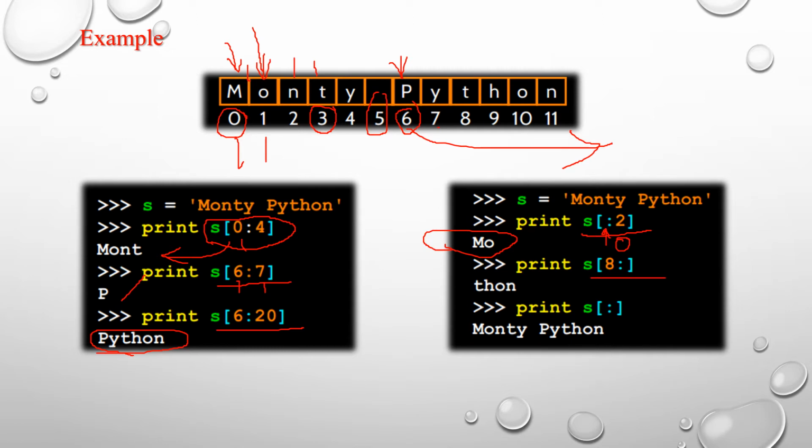Again, s[8:], where we are not specifying any end value, so it will take the end of the string. This is the 8th indexing value, the value is t, so it's going to print t to the nth value. Here the last value is 11, and the 11th value is n. So it's going to print thon. Then s[:], where we have not specified any start or end value, is going to print the entire string, Monty Python.